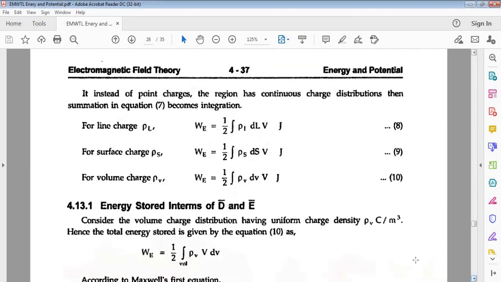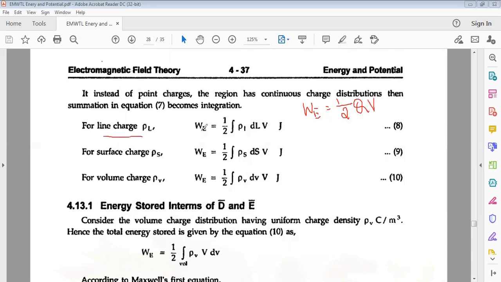Now, this is the same potential. Instead of the potential point charges, the region has a continuous charge distribution. Then the summation in equation 7 becomes W_E = 1/2 Q V. If I use only the one equation, I am taking the sum of the values, W_E equals 1/2 Q into V. Only the one equation. Okay.